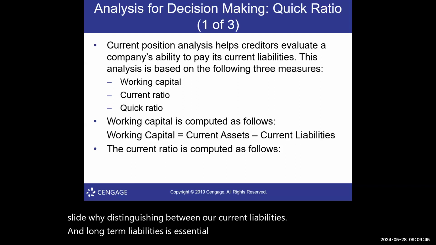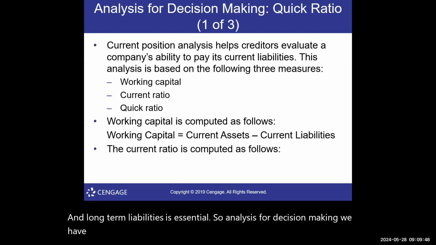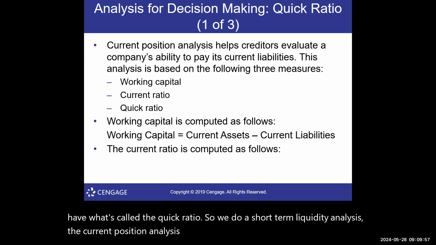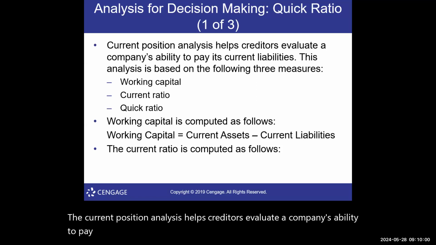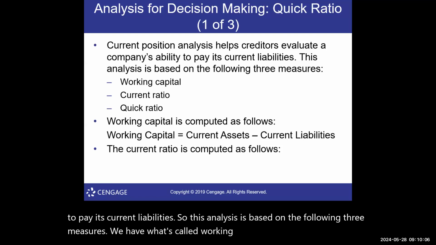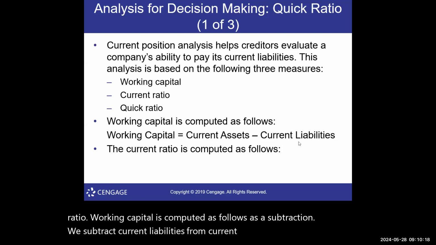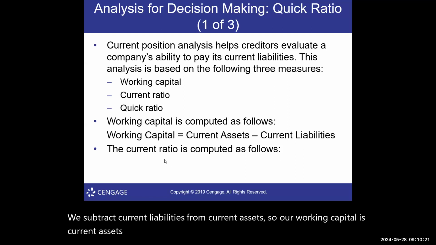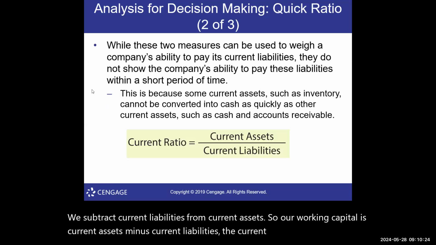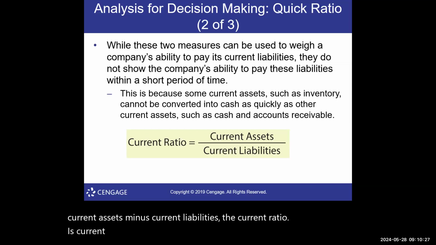So for analysis for decision-making, we have what's called the quick ratio. We do a short-term liquidity analysis. The current position analysis helps creditors evaluate a company's ability to pay its current liabilities. This analysis is based on the following 3 measures: working capital, current ratio, and quick ratio. Working capital is computed by subtracting current liabilities from current assets. So our working capital is current assets minus current liabilities. The current ratio is current assets divided by current liabilities.